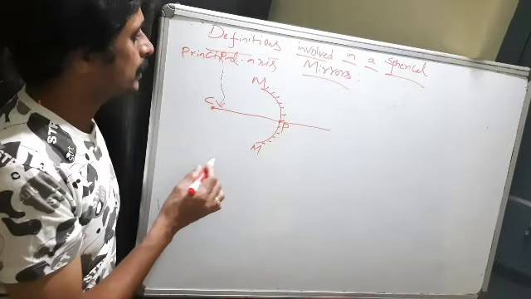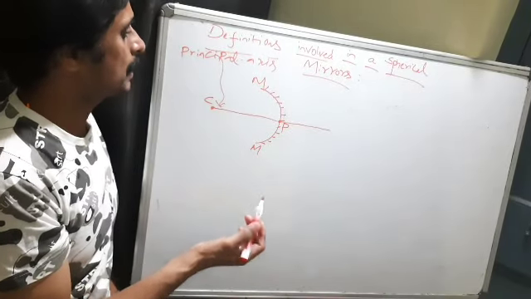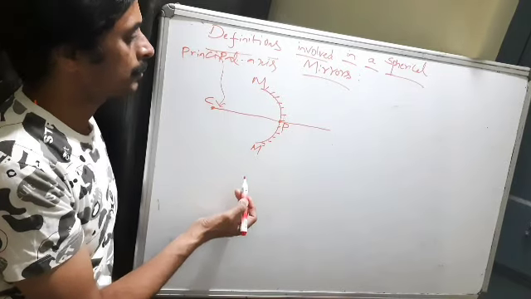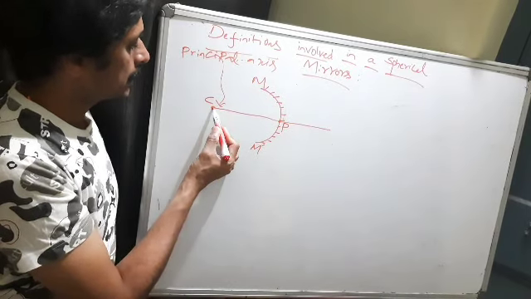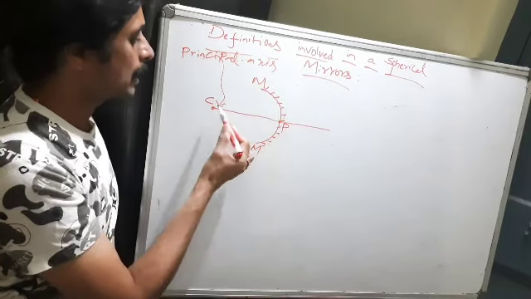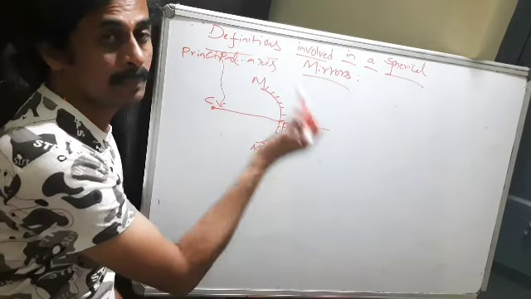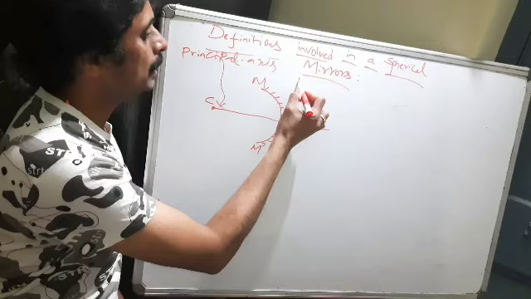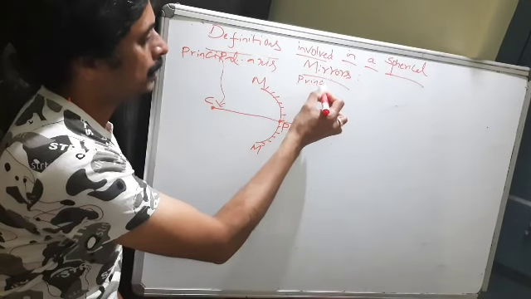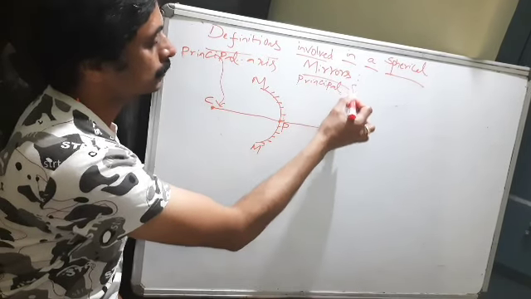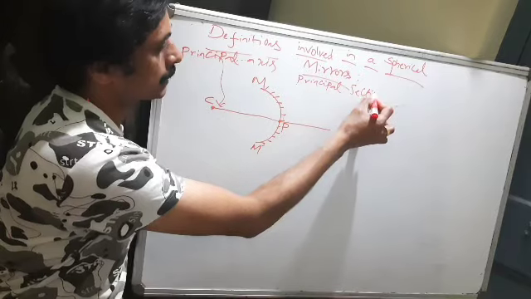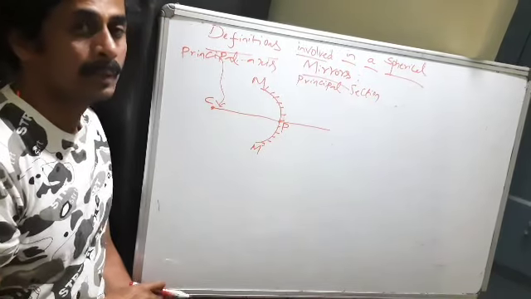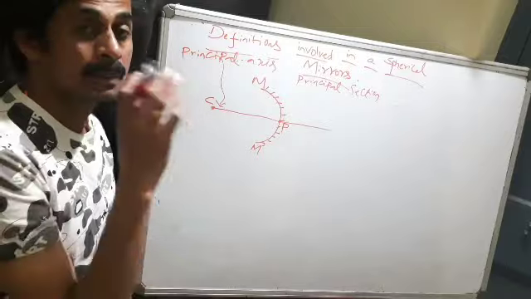Then one more definition we have. What do you mean by principal section? A part of the mirror M to M dash containing the center of the mirror, the polar vertex, and the line containing the principal axis. All this forms a principal section.